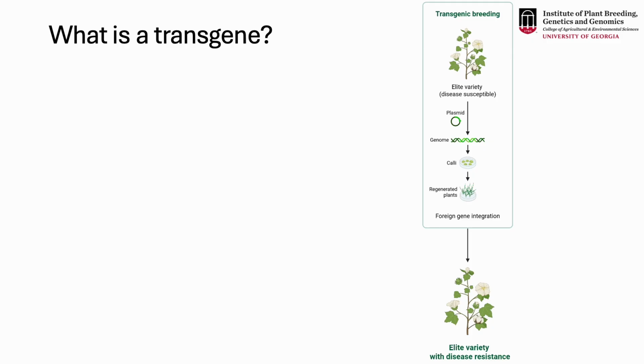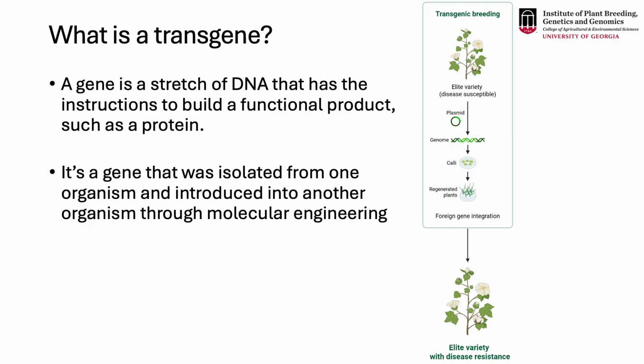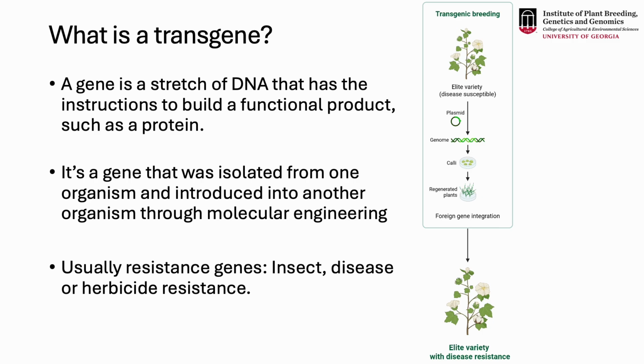Well, we need to understand what a transgene is first, and what is a gene? A gene is a stretch of DNA that has the instructions to build a functional product inside an organism, such as a protein. And a transgene is a gene that was isolated from one organism and introduced to another organism through molecular engineering techniques. In this case, it could be a bacterial gene introduced into a cotton plant. And they're usually resistance genes, such as insect, disease, or herbicide resistance.